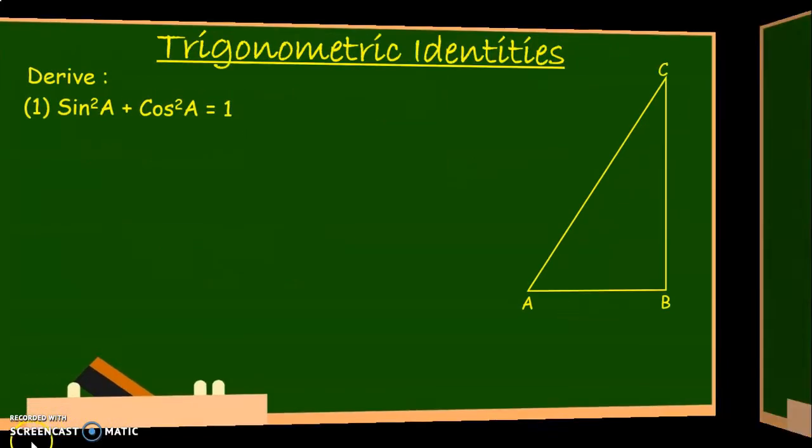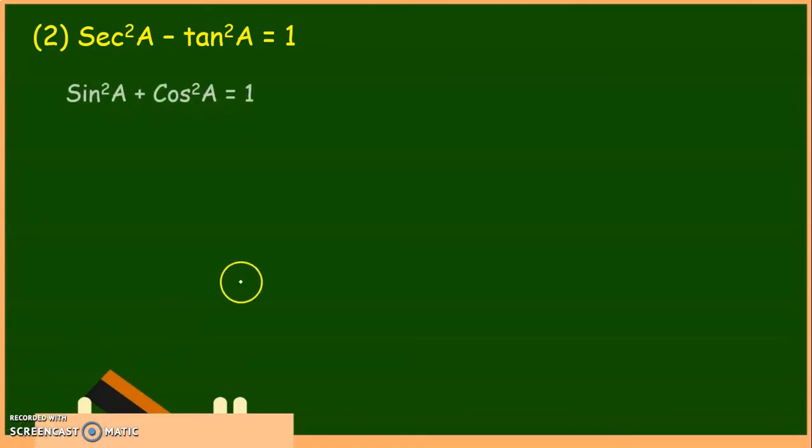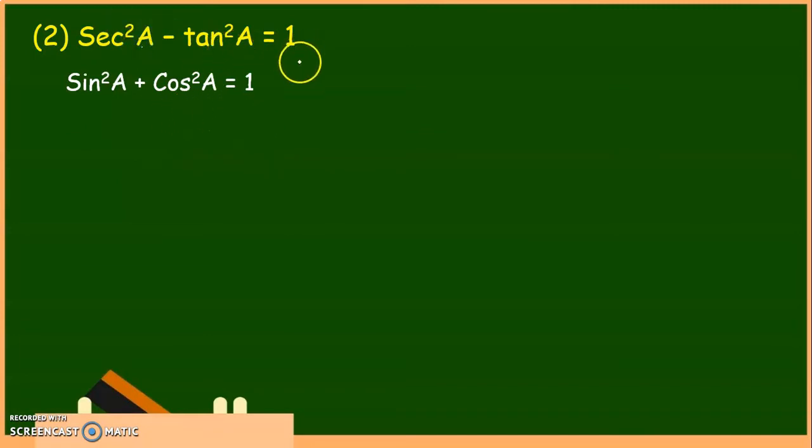Now let's move to the next identity. The second identity is sec²A − tan²A = 1. To derive this identity, we will use the first identity. We have already derived that sin²A + cos²A = 1. Now if you want to prove that sec²A − tan²A = 1, divide this identity by cos²A on both sides.